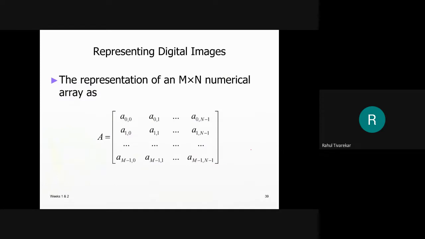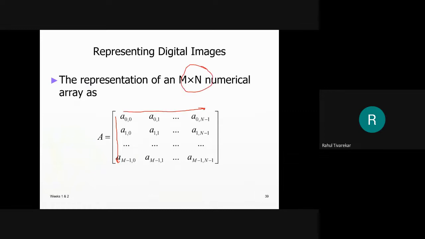This is the same representation. We have an array of m cross n, where there are m number of pixels in a single column and n number of pixels in a single row. So the total dimension of the image is m cross n.